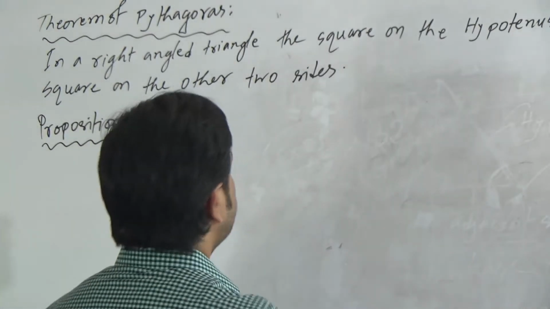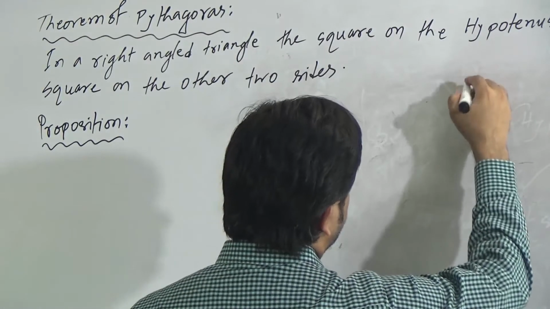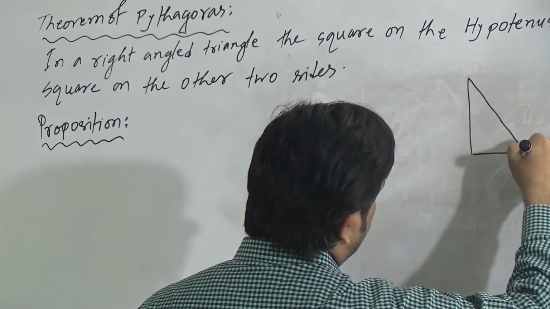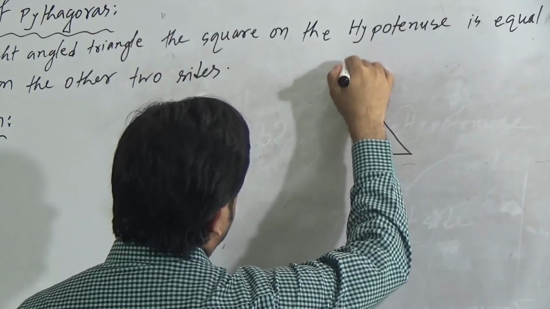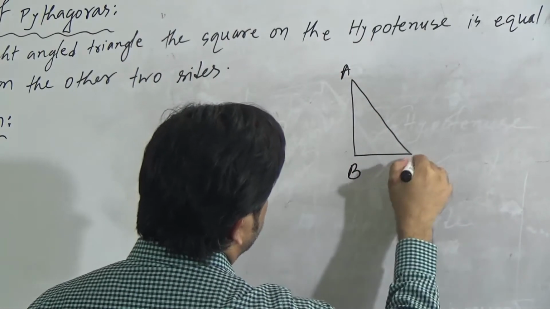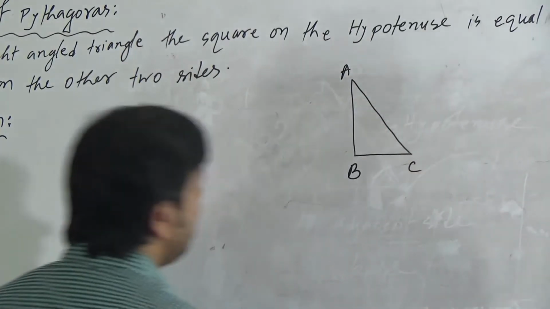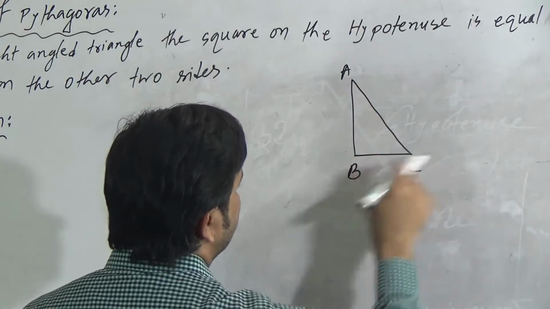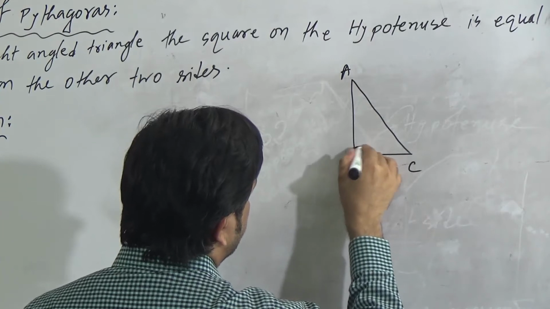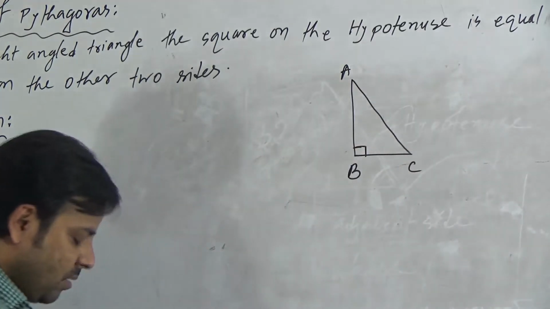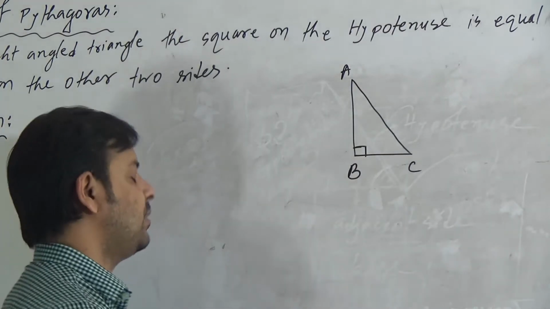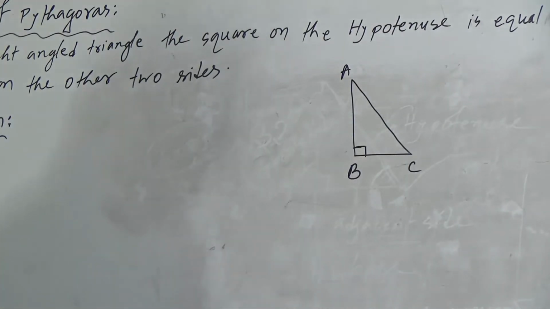In this case, at first I will draw the right angle triangle here. So, consider ABC is a right angle triangle, whose AC is the hypotenuse, AB and BC are two other sides, and B is the right angle. As B is the right angle, so AC is the hypotenuse.